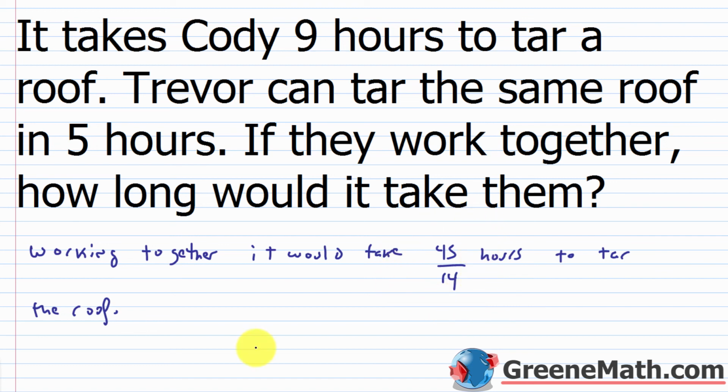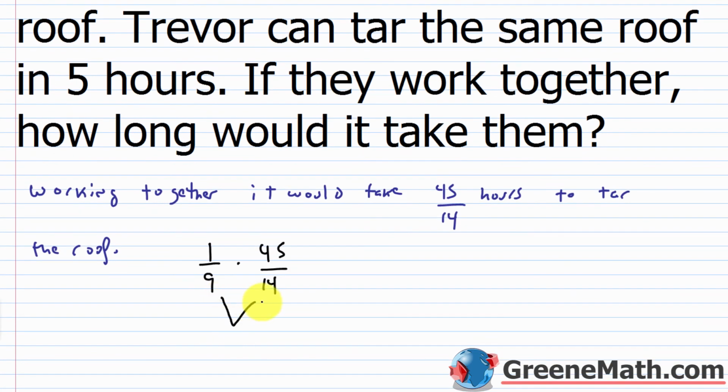Now, if you wanted to check this, you could add Trevor's contribution and Cody's contribution, and you should end up with one completed job. So Cody's contribution is what? He does 1/9 of the job in an hour. So if he works for 45 over 14 hours, how much is he going to do? This would be his contribution, or Cody's contribution. If we add that to Trevor's contribution, in an hour he does 1/5 of the job. Again, he's going to also work for 45 over 14, that number of hours.